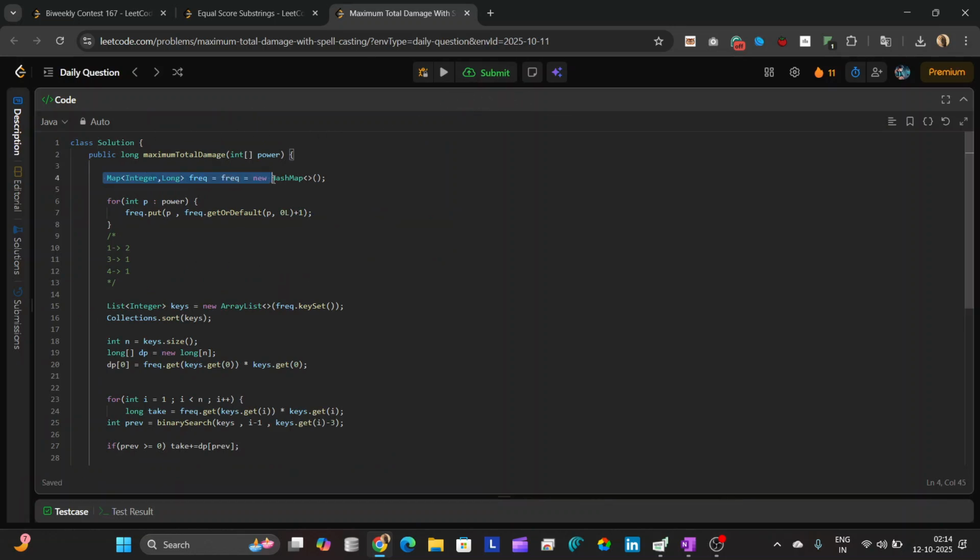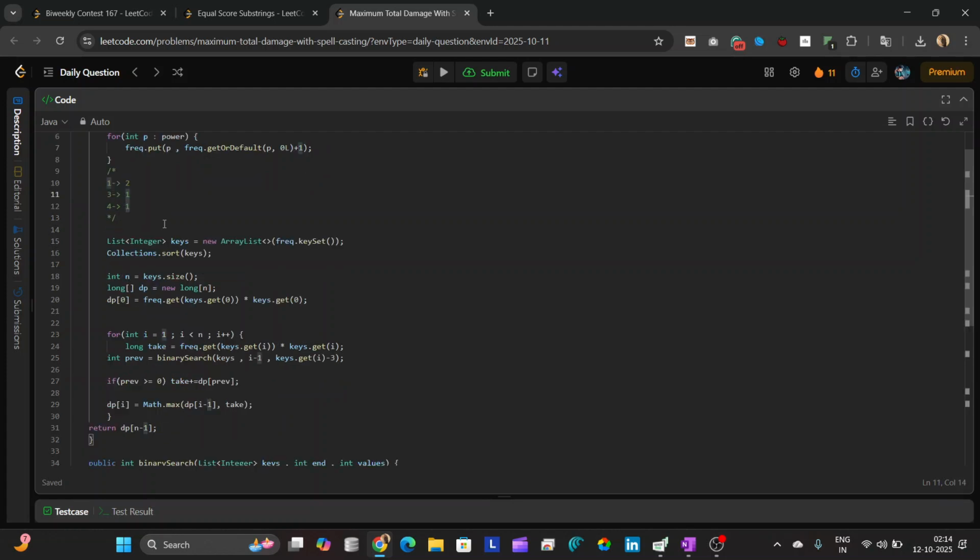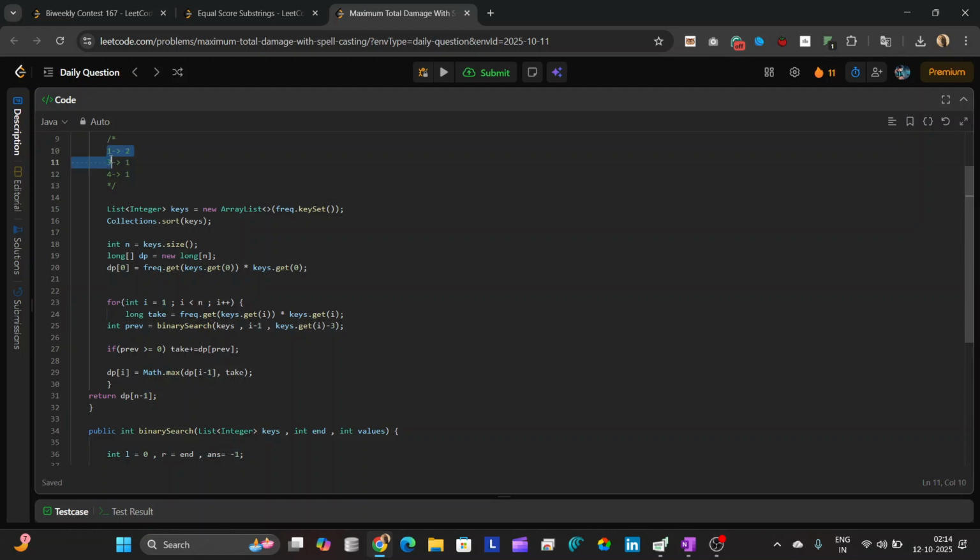Here, first of all, we need to store our numbers' frequency, so we need to take one hash map, integer comma long, because we need to return a long integer answer. That means we need to store our frequency in long format. Then we can calculate our frequency. For example, 1 has frequency 2, 3 has frequency 1, and 4 has frequency 1.